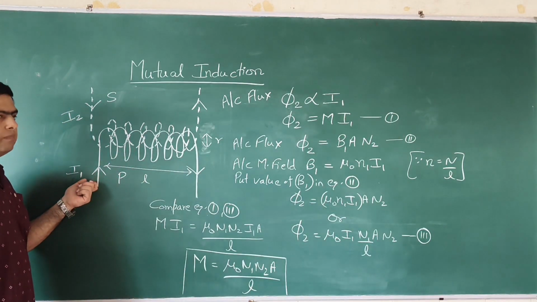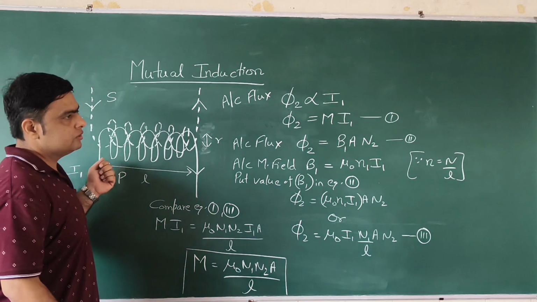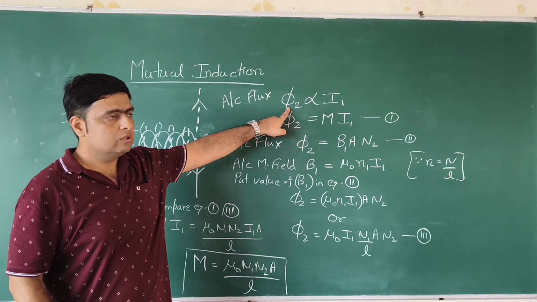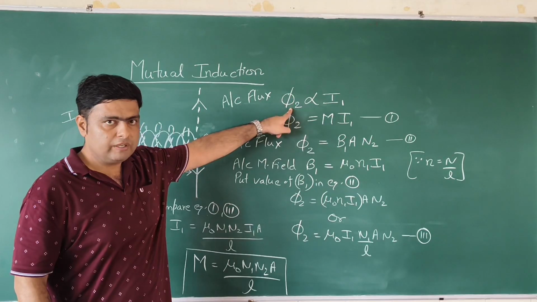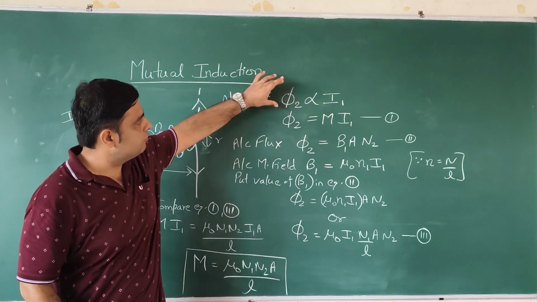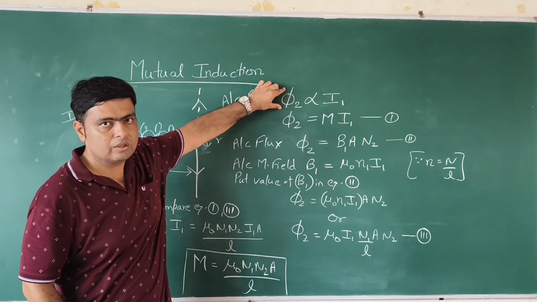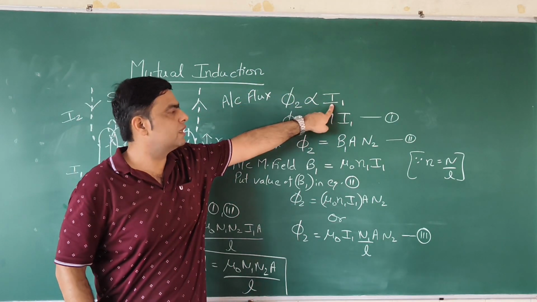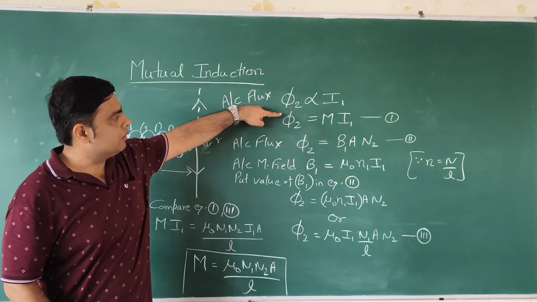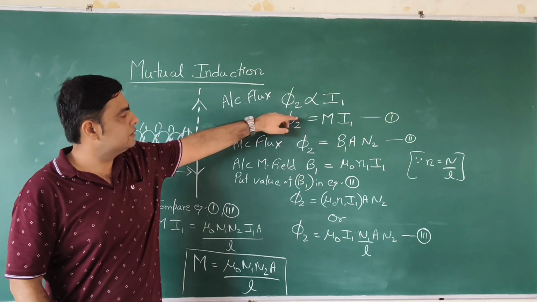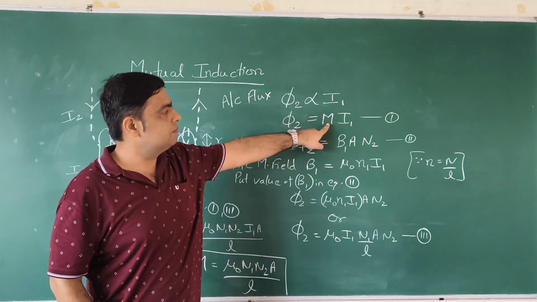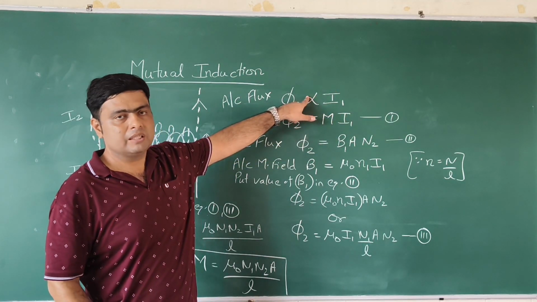Now let us suppose the primary coil produces a flux phi 2 which passes through the secondary coil. So phi 2 is the flux in the secondary coil, which is produced due to the flow of current I1 in the primary coil. Now according to the formula, phi 2 is equal to mutual inductance into current.